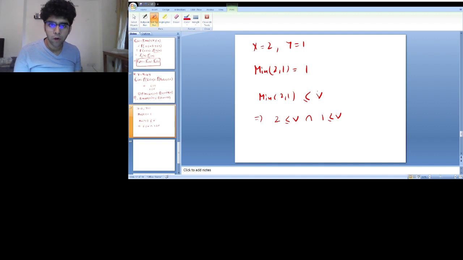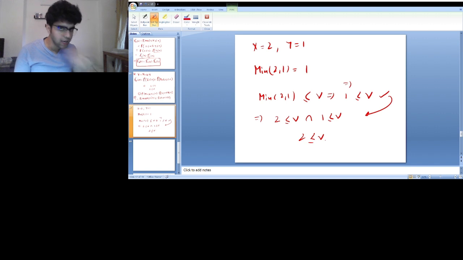Because min of 2 comma 1 being less than equal to v means that 1 is less than equal to v. But through this statement, can we say that 2 is also less than equal to v? We cannot, because v can be 1.5 also. V can be anything, right? But from the minimum of two numbers being less than v, can we imply that the greater of the two numbers will also be less than v? No, we cannot say that.